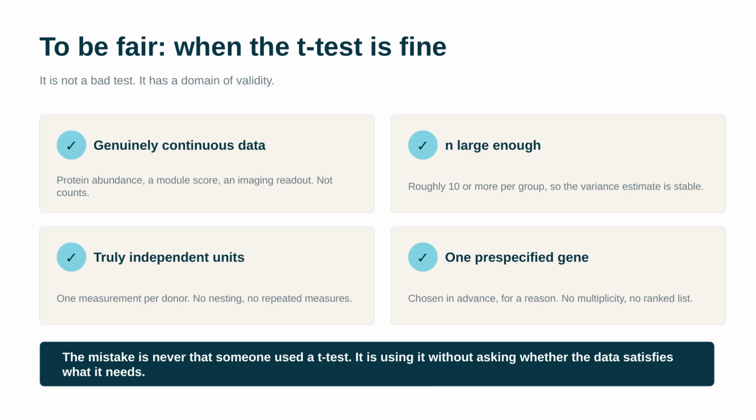That last one matters. If you are testing a single pre-specified gene with a real hypothesis behind it, there is no multiplicity to correct and no ranked list to be fooled by. The t-test is not a bad test. It is a test with a domain of validity, and genomics is outside it. The mistake is never that someone used a t-test. The mistake is using it without asking whether the data satisfies what it needs.